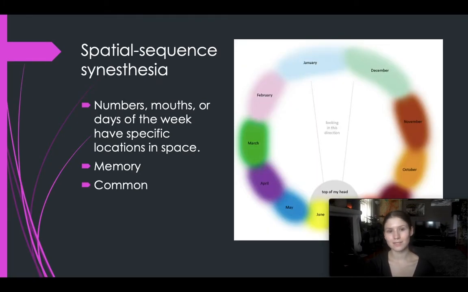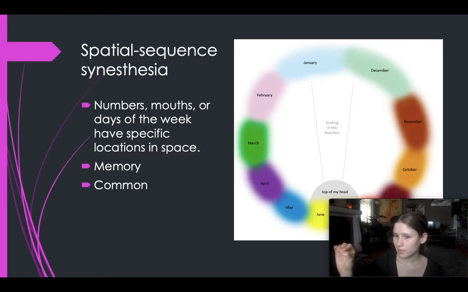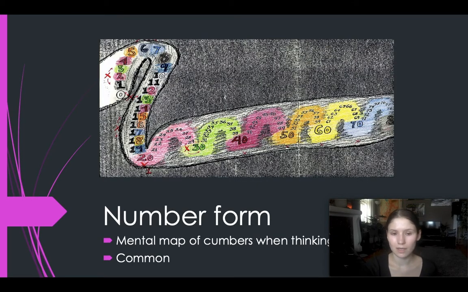Okay, spatial sequence synesthesia. So sequences like months of the year, days of the week, have a specific location in space around them. So like January might be here, and then December might be here, and then October is here, but October is here compared to being over here. Like, it's very specific. People with this type have been shown to have very good memories, and it's also very common.